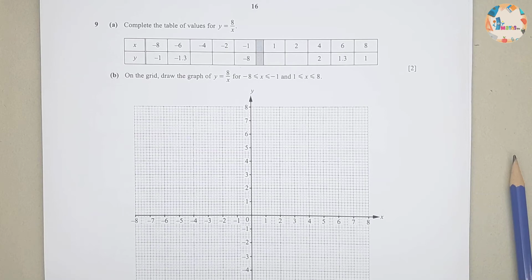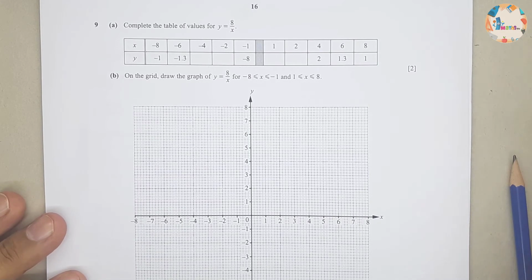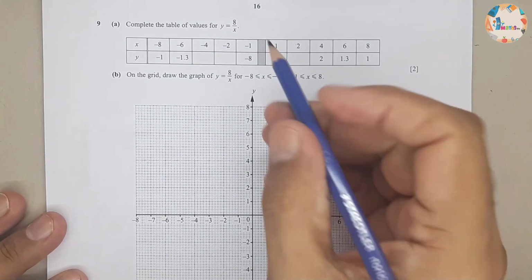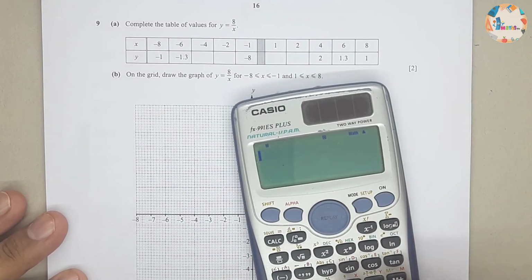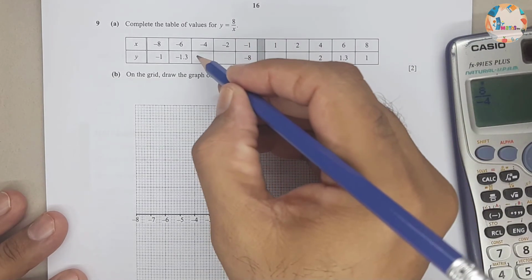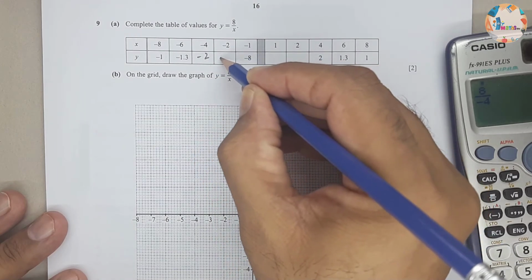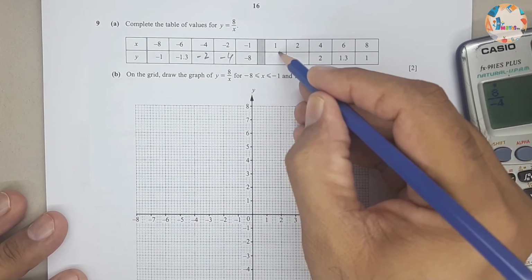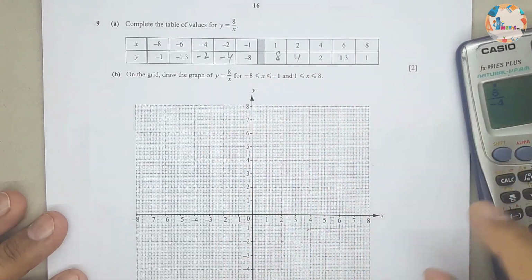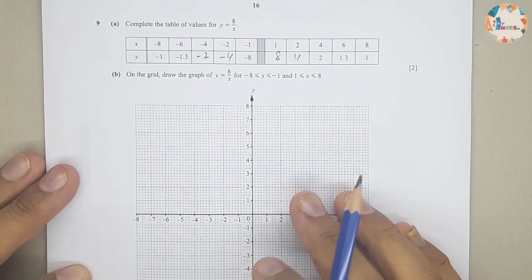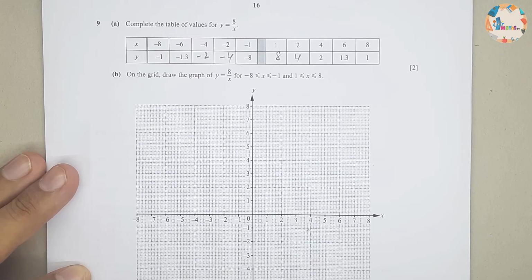This is done. Now this is question number 9, the last question: complete the table of values for y is equal to 8 over x. If we replace these values, for example 8 divided by minus 4 will be equal to minus 2. Similarly, we can divide and we'll get minus 4, and this will be 8, and for these values you can check with the calculator.